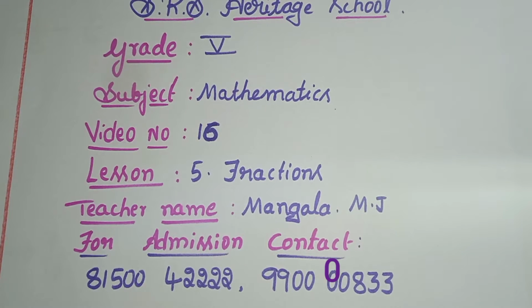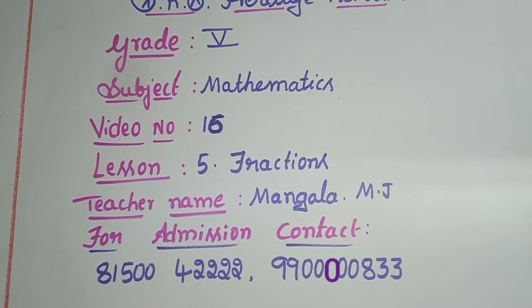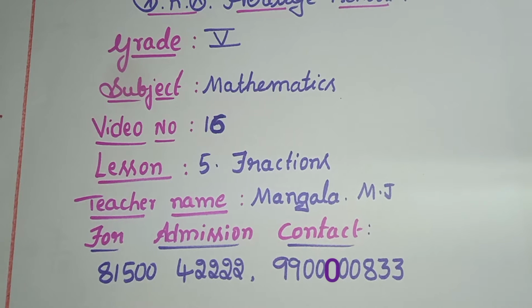Let us start today's session with the continuity of lesson number 5, fractions. Children, we have discussed like and unlike fractions, mixed numbers, converting mixed numbers to improper fractions, ascending order of fractions, descending order of fractions, and comparing fractions also.